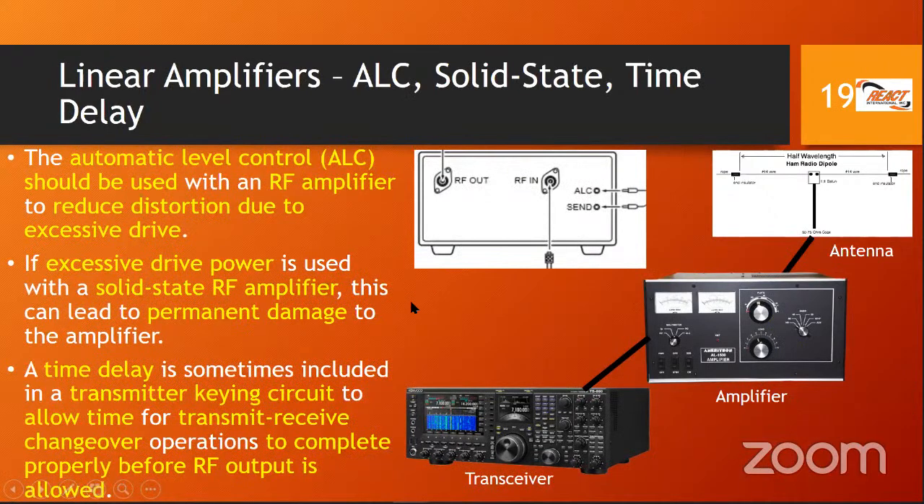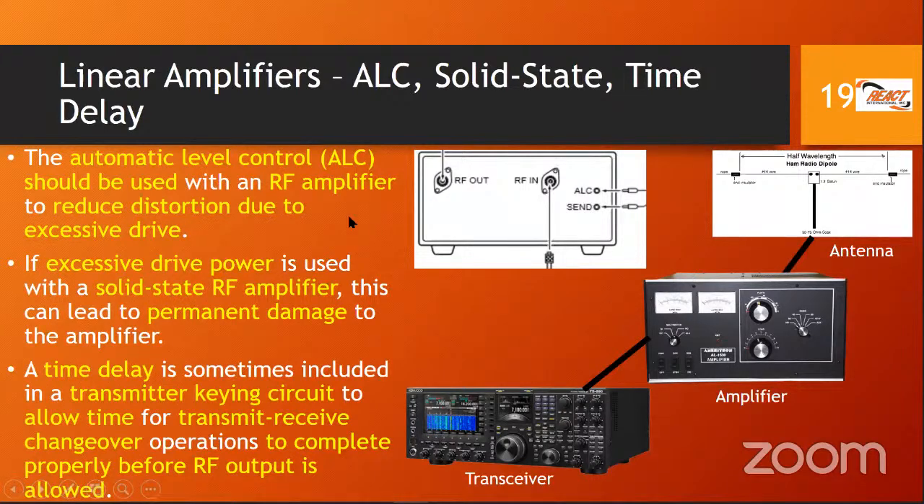All right, so just about two more slides. For our linear amplifiers, there are a couple of features that we need to set right or get working. This is our transceiver. We are introducing our linear amplifier to get a stronger signal out from our radio to our antenna. But we have to make sure we connect it right, and we have to be aware of some settings and connections to make this amplifier work well. Otherwise, we may damage it and we may cause interference.